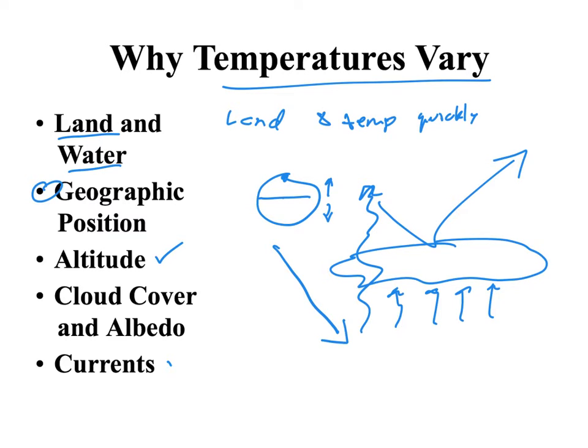And then finally, we talked a little bit about currents, and if we bring warm water up, then what are we doing? We're heating everything up. And remember, water is going to work as a buffer. And the same is true if we bring cool water in as well. It'll be a little bit cooler that way. So we have a lot of different reasons why temperatures can vary. And in the lesson, it'll go over these in a little more detail. I just wanted to give you a quick overview.